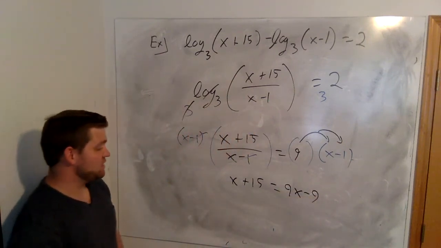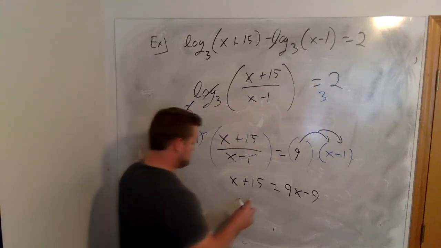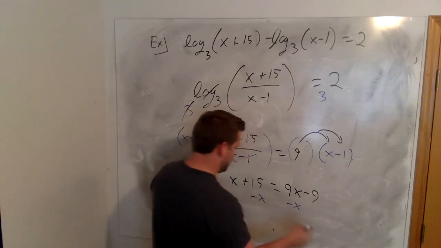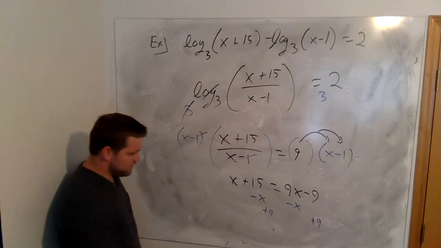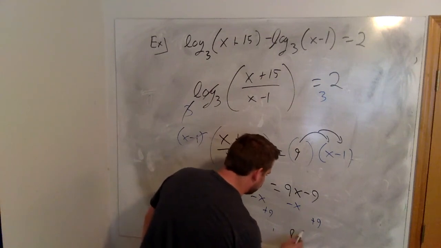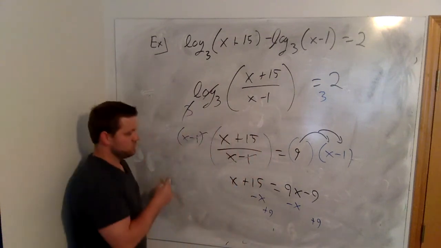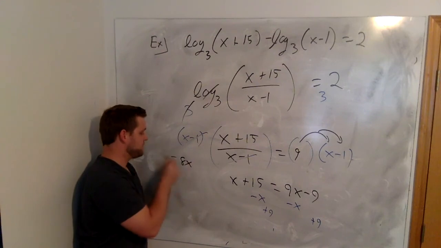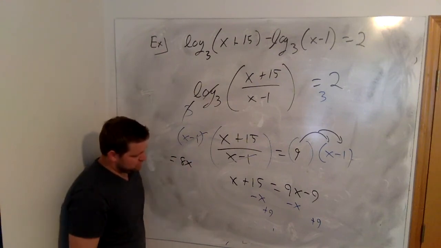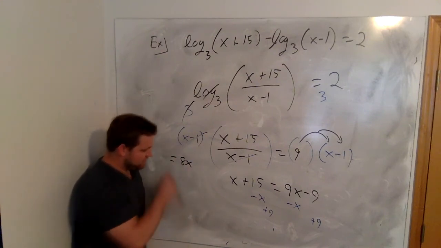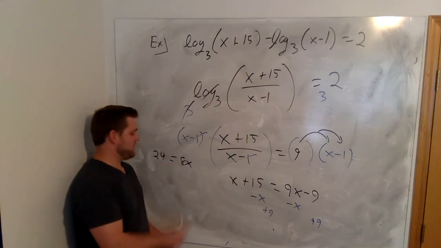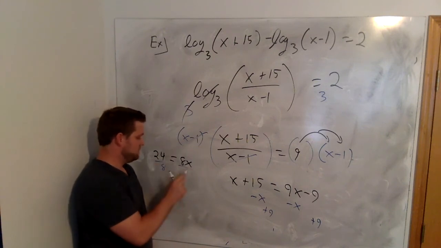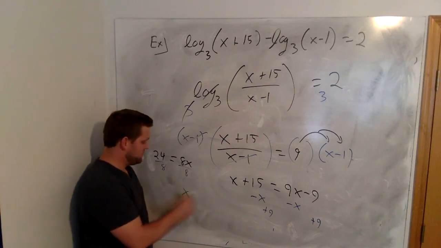Now we have a nice linear equation to solve. How about we subtract x from both sides, and also we can add 9 to both sides. So what would we get here? We're going to get 8x. 8x is going to be equal to 15 plus 9, what is that, 24? Divide both sides by 8. We'll get that x is equal to 3.